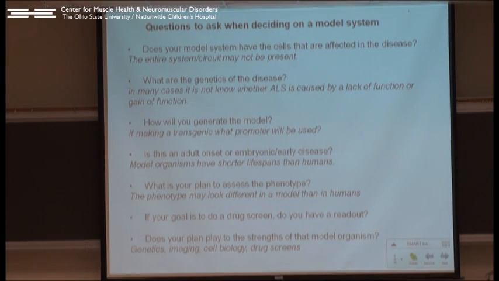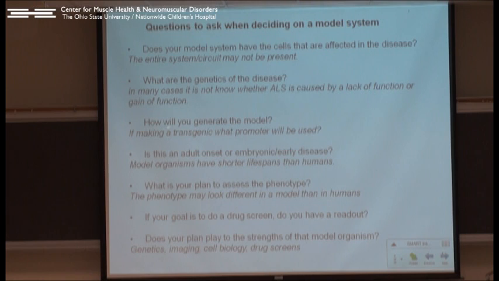What are the genetics of the disease? In a lot of cases, and ALS is a perfect example, we often don't know if the disease is caused by a toxic gain of function or a loss of function. So do you knock the gene out? Do you make the transgenic overexpressing a mutant form of the gene, which we'll see today is a case in ALS that's often done? But going in, if you don't know, you really have to make a guess or do it both ways.